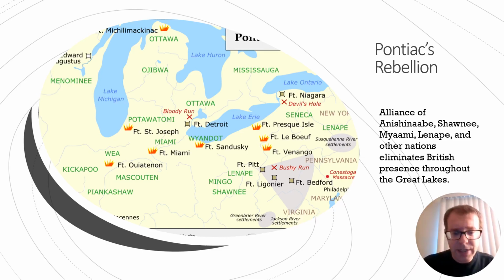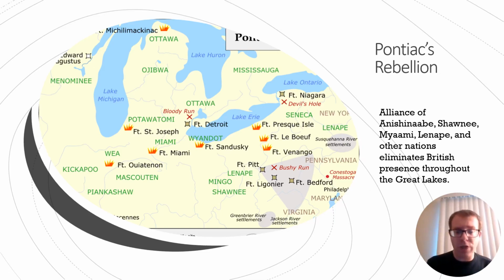Looking at this map, all the forts with sort of a burn symbol next to them are forts that are successfully burned down and destroyed by this alliance of native nations. And so you'll see the British lost a lot of their forts in modern day northern Indiana and northern Ohio and western Pennsylvania. And all these forts are burned down. And the British are actually forced to rescind a lot of Amherst's policies.